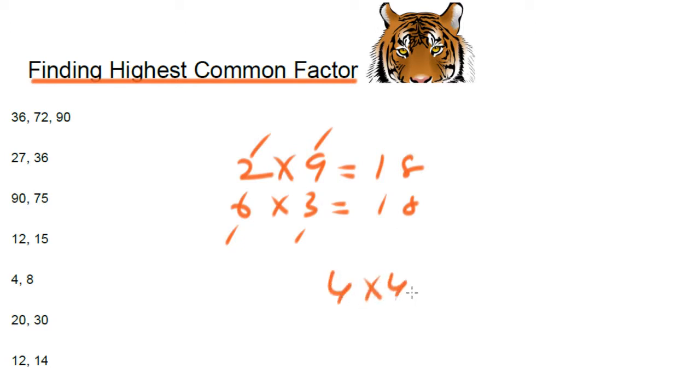4 times 4 is 16. 2 times 8 is 16. So 4, 2 and 8 are factors of 16, and there are times we have to find common factors of two or more numbers. We can see in this example 2 is a common factor of both 16 and 18, and there are times when we have to find the highest common factor.